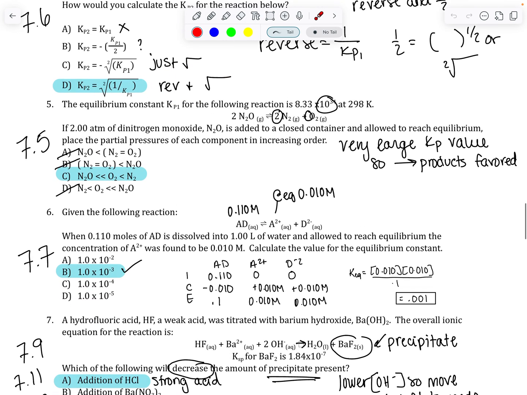Number 5, it says the equilibrium constant for the following reaction is here. It's the same as above. If I've got 2 atmospheres of dinitrogen monoxide added into a closed container, and then it's allowed to reach equilibrium, place the partial pressures of each component in increasing order.